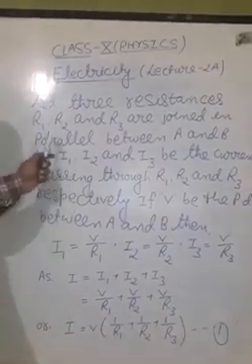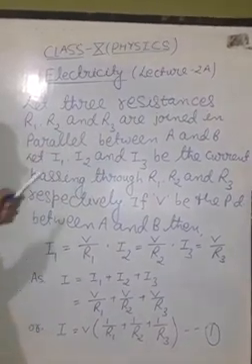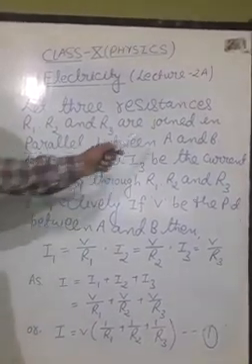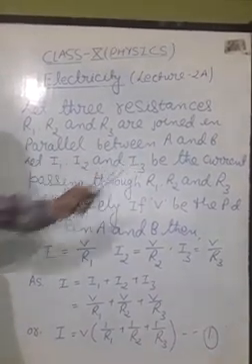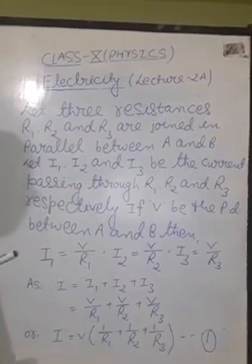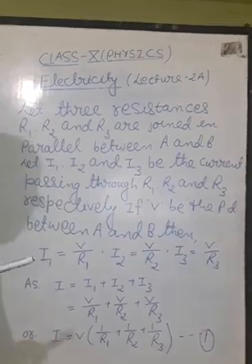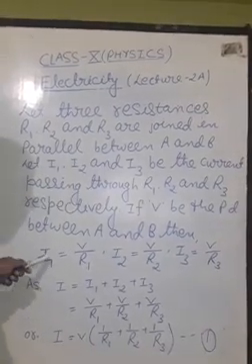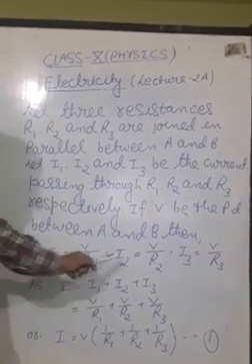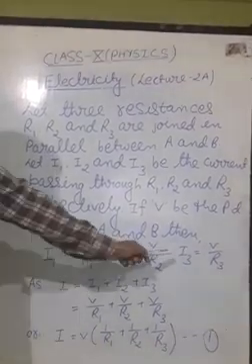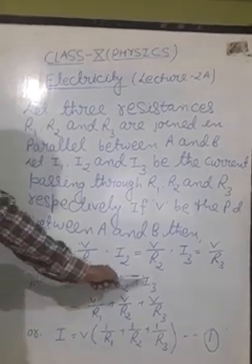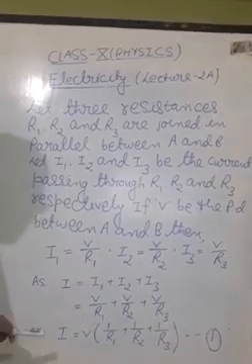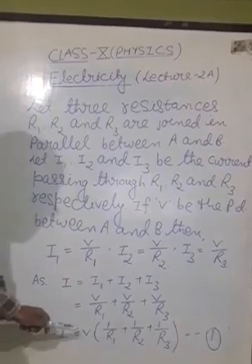Okay, so let three resistances R1, R2 and R3 be joined in parallel between points A and B as I have shown in the figure. Let I1, I2 and I3 be the currents passing through the three resistances. If V be the potential difference between points A and B, then using Ohm's law, we can write I1 equals V by R1, I2 equals V by R2 and I3 equals V by R3. As I equals I1 plus I2 plus I3, we get equation 1.